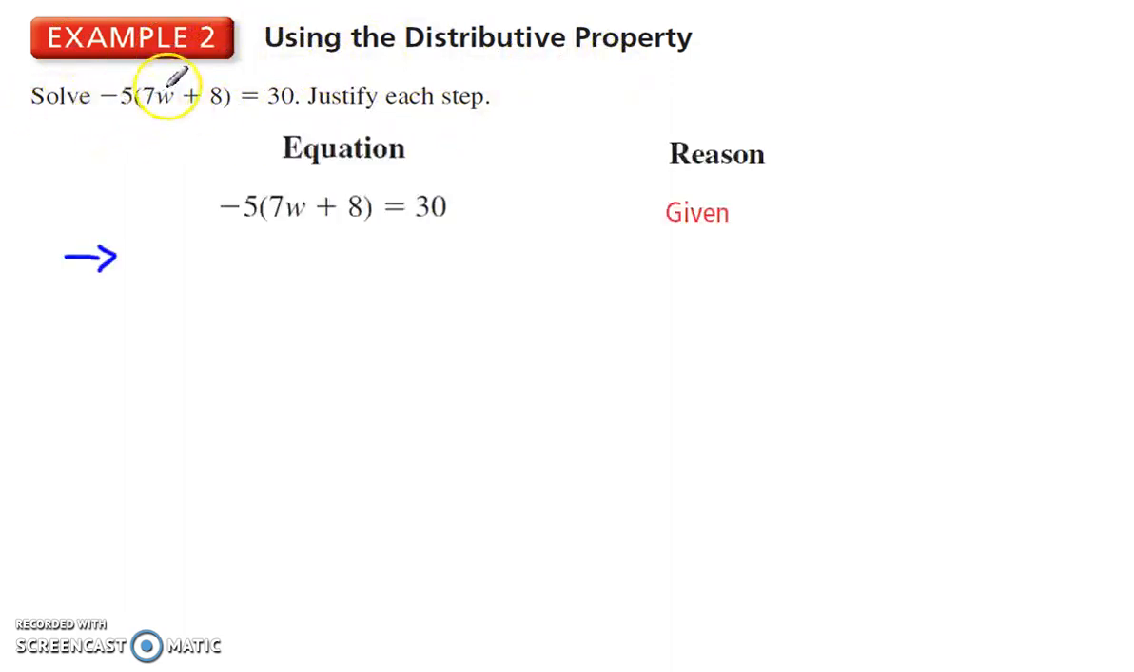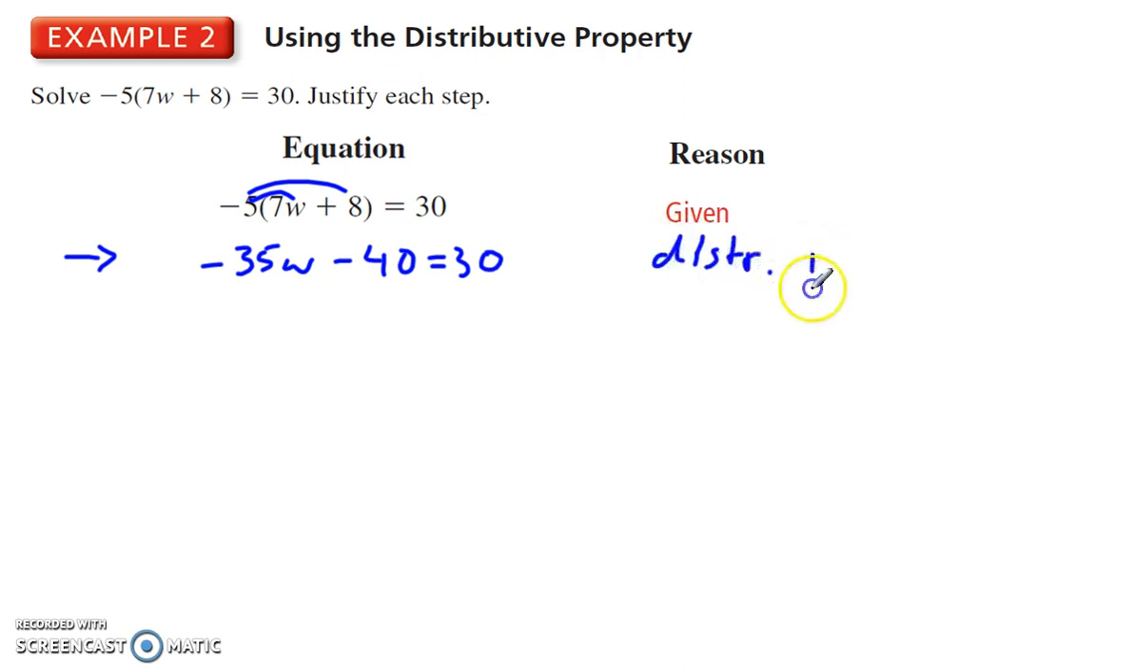All right, so we are given negative 5 times the quantity 7w plus 8 equals 30. So negative 5 times 7w is negative 35w. Negative 5 times positive 8 is negative 40, equals 30. Okay, that is the distributive property.